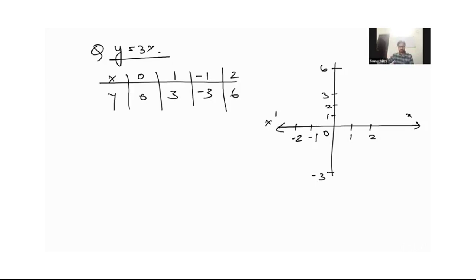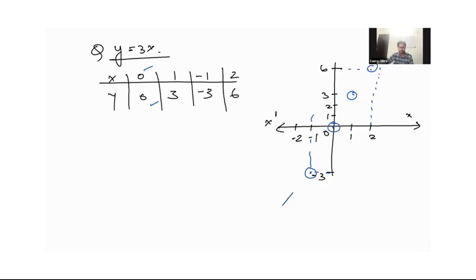Okay, so for 0 0, this is your 0 0 point, x 0 y 0. When x equals 1, y equals 3, this will be the point. When x is minus 1, y is minus 3, this will be your point. When x equals 2 and y equals 6, this will be your point. Come on the x-axis, move 2 units, and from 2 units go up to 6 units according to the y. So this is your coordinate.